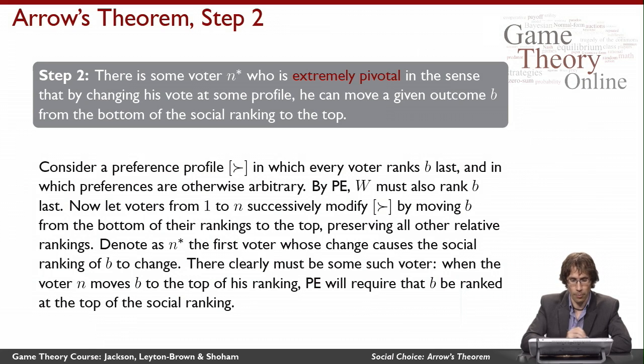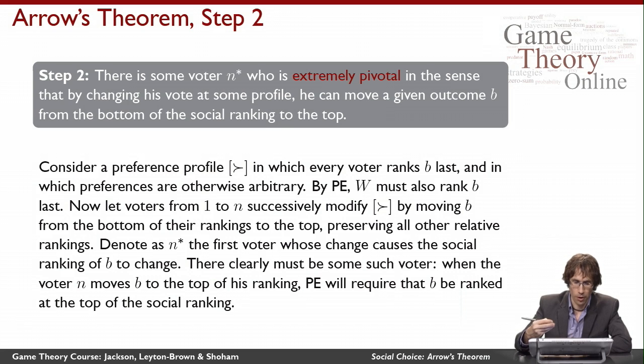Well, let's consider a preference profile, pref, in which every voter ranks B last, and in which the voters' preferences are otherwise completely unconstrained. By Pareto efficiency, it must be that W also rates B last, because every pairwise relationship between B and something else has that something else being preferred to B, and so B has to be at the very bottom of the social ranking.